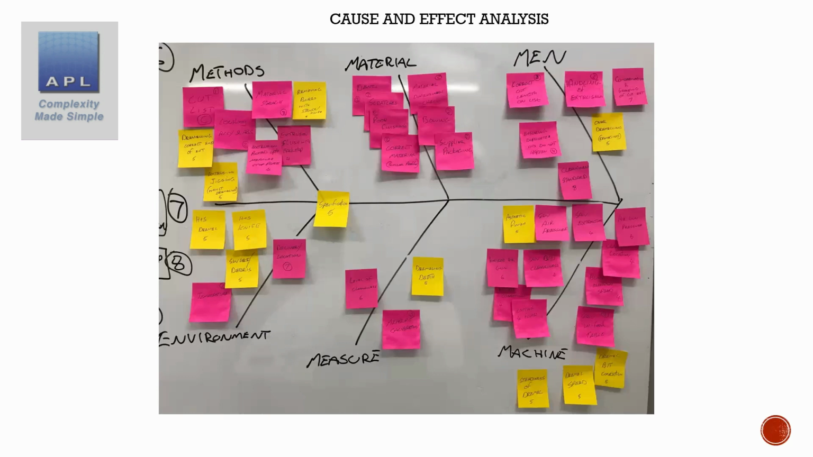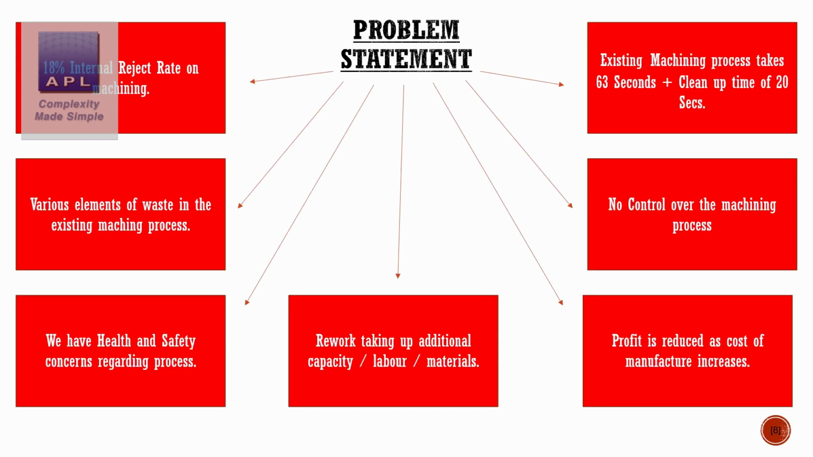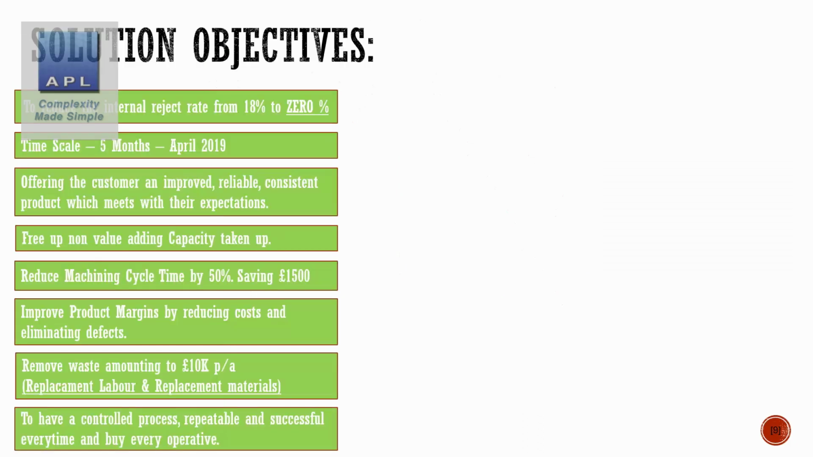Then they go and take a look at the input variables to the process. So this is a very standard approach. What are all the inputs to the process? Because inputs control outputs. So now we have a more detailed problem statement. No control over the machining process, 18% defect rate, 63-second process, but 20 seconds worth of cleanup time, etc. We've also got health and safety issues with this manual process, so not great.